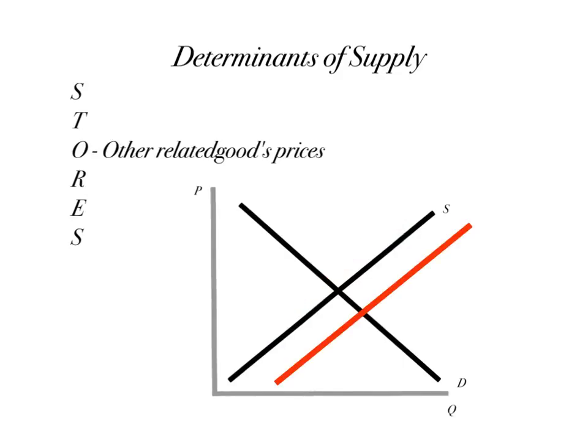The O stands for other related goods prices. This is when a company is producing skis, for example, and snowboards at the same time. If the price of snowboards were to increase and the price of skis were to decrease, then the suppliers would like to produce more snowboards than skis and shift the production from skis to snowboards. Here the supply curve of snowboards would shift to the right as the quantity supplied would increase.